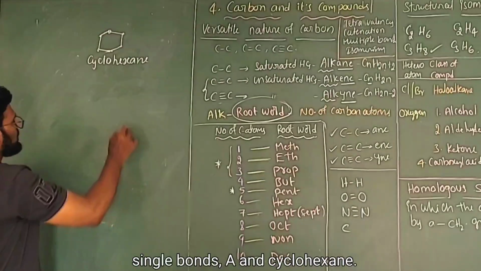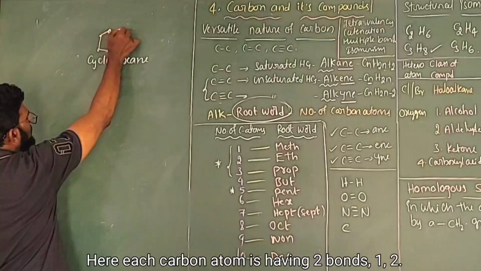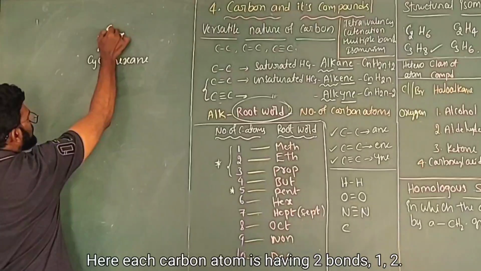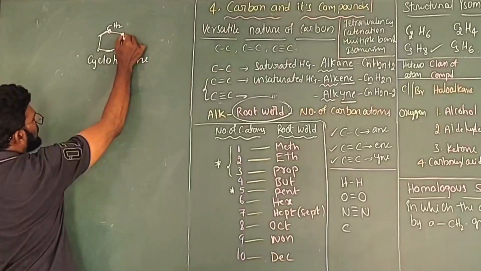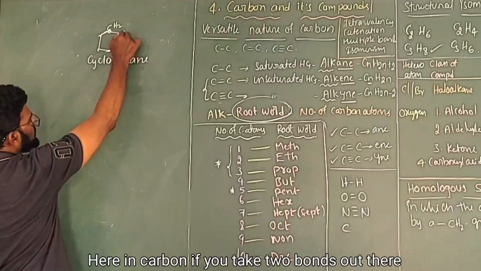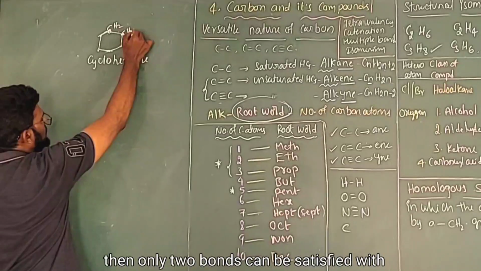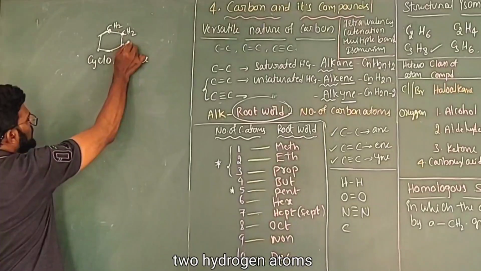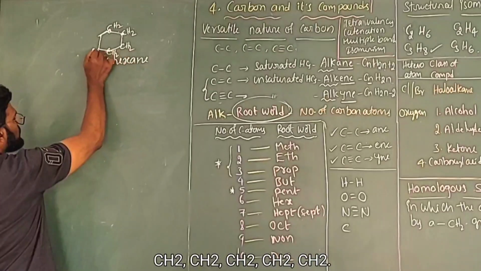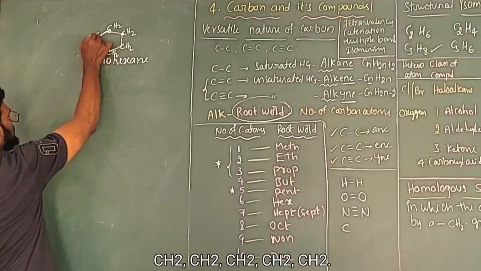Here each carbon atom is having 2 bonds, 1, 2. So CH2. If you take one carbon, 2 bonds are there, and the remaining 2 bonds can be satisfied with 2 hydrogen atoms. CH2, CH2, CH2, CH2, CH2.